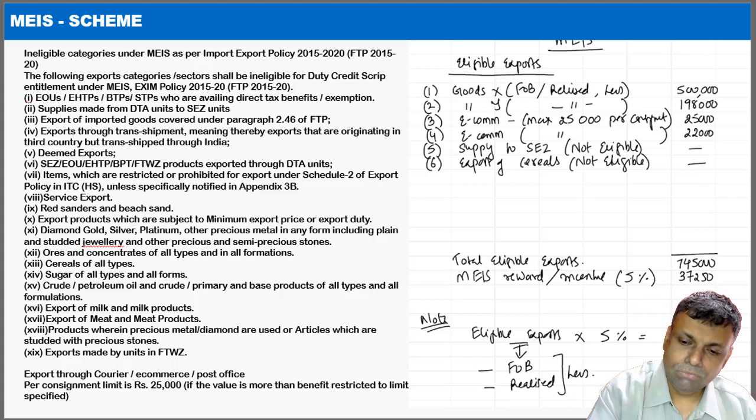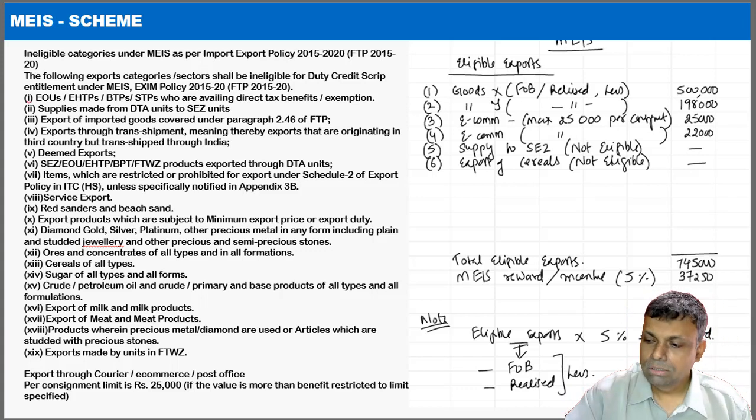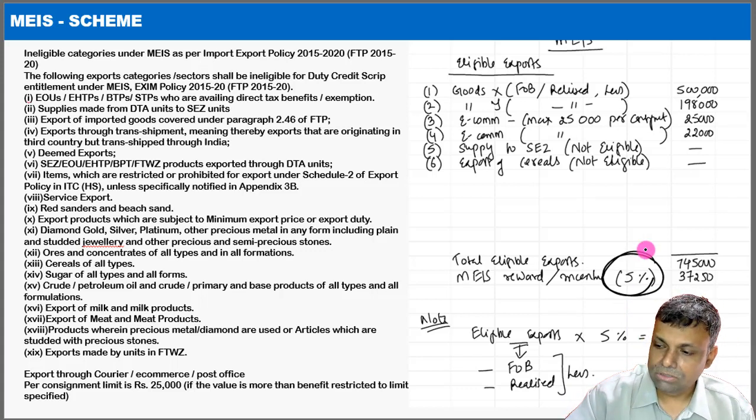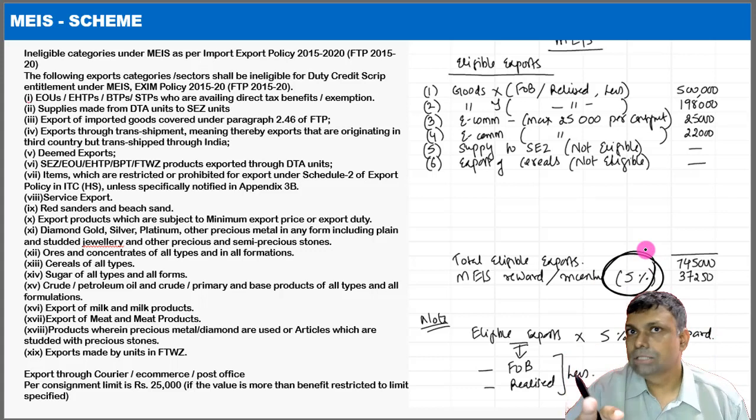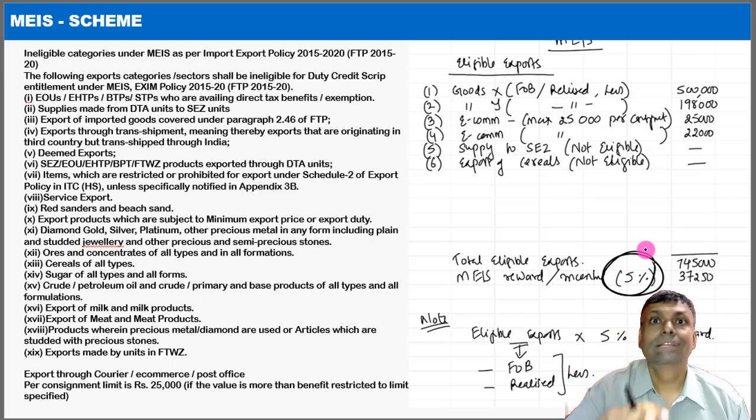Now here, first of all, let me just focus on goods. The percentage provided is 5%. So whatever is the eligible export, multiplied by 5% is the reward, basically the cash incentive which will be provided to you by the government.